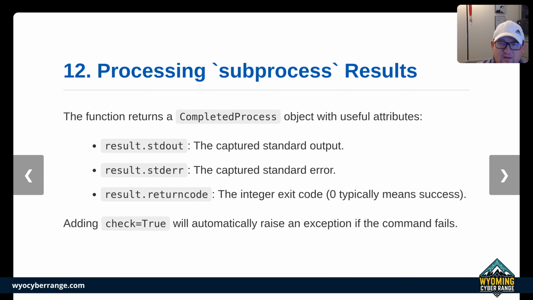So the run command returns a special CompletedProcess object, which is going to give us everything we need to know about the command that we just ran. There's going to be result.stdout, which contains the standard output. We're going to have result.stderr, which contains any error messages, and we're going to have result.returncode. Now, this is going to give us the exit code. Remember, on most operating systems, 0 typically means success. This way, if any errors do occur, we can catch them and run other code in case of exceptions.